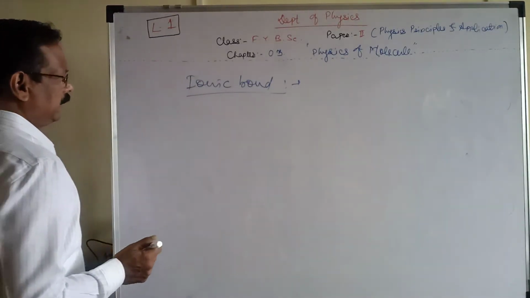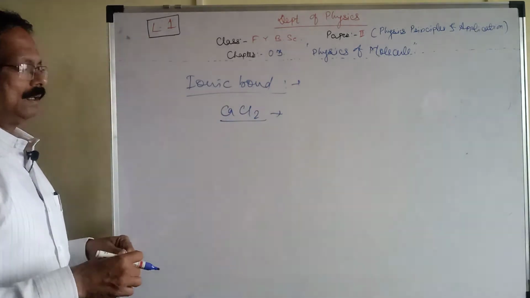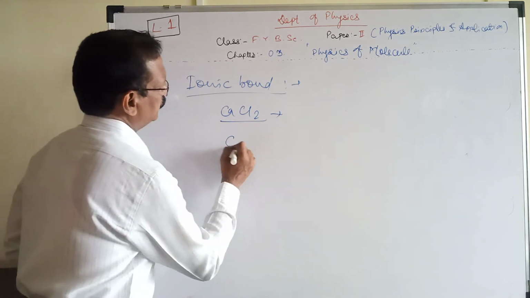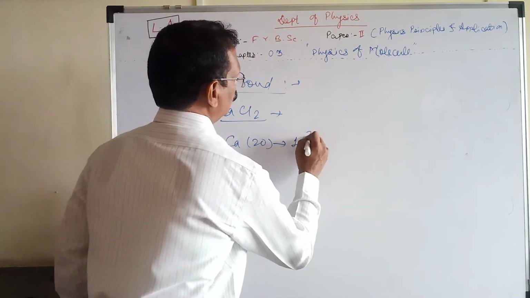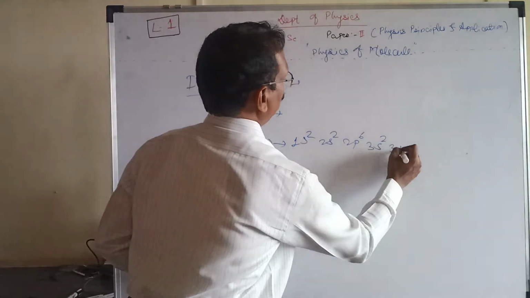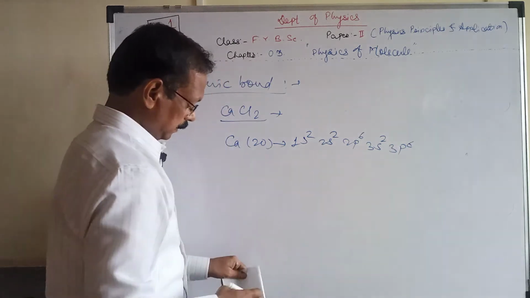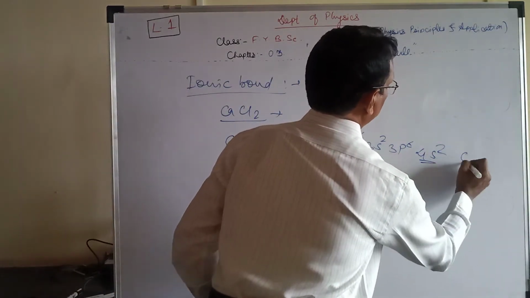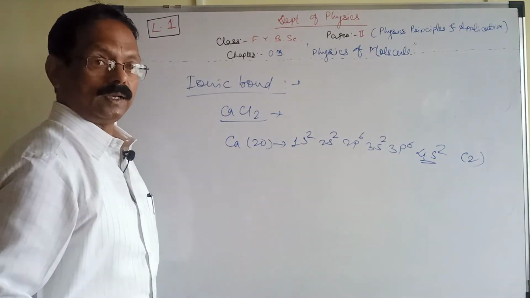For example, let us consider CaCl2. This is another example of the ionic bond. So what is the atomic number of Ca? The atomic number of Ca is 20. What is the electron configuration? We know it is 1s2, 2s2, 2p6, 3s2, 3p6 and 4s2. So there are two electrons in the outermost orbit. This is the electronic configuration of the Ca atom.